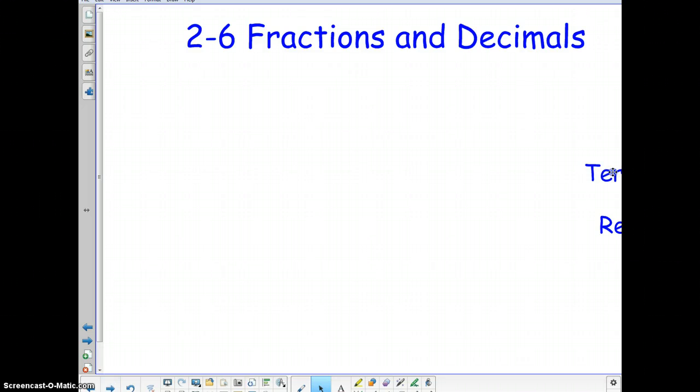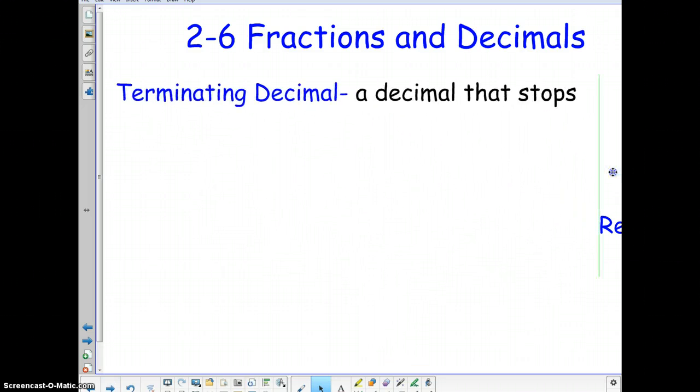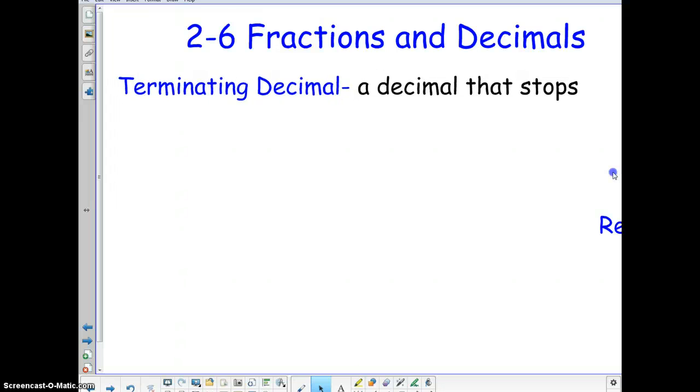The first term is terminating decimal. It's very simple. The definition of terminating decimal is a decimal that stops. Terminate means to stop. So, a decimal that stops. And we'll get into some examples here in a minute.